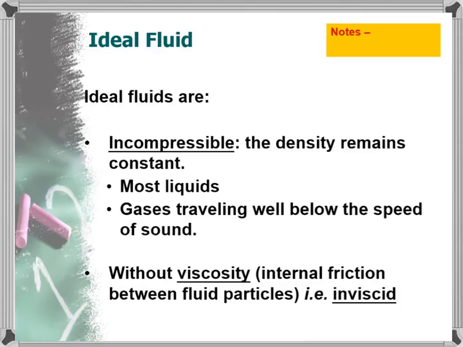The other thing about an ideal fluid is that it does not have viscosity. Viscosity can be thought of as internal friction between fluid particles that causes the fluid particles to slow down. If you were to study fluid dynamics in more depth, you might come across the word inviscid. That just means without viscosity, or viscosity free. So these two properties of ideal fluids we need to understand in order to come up with some equations that we can use.